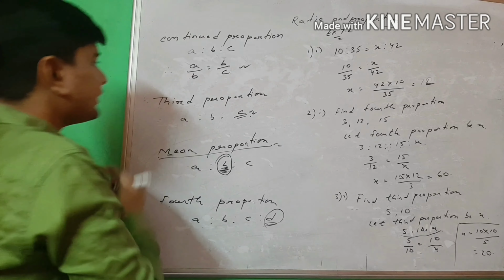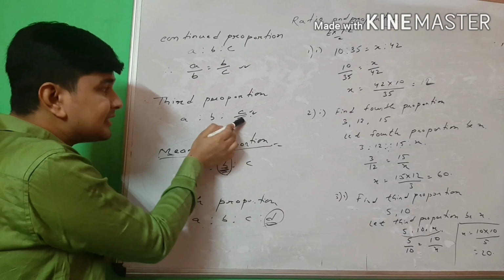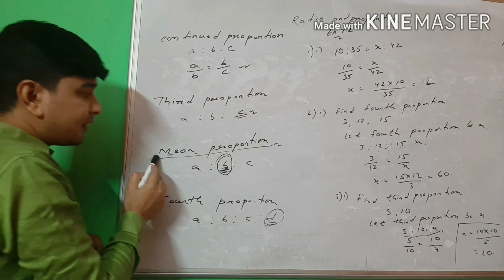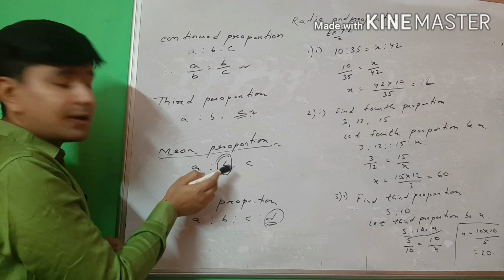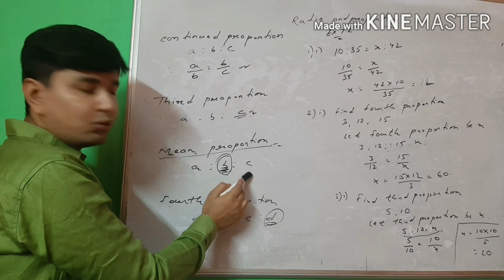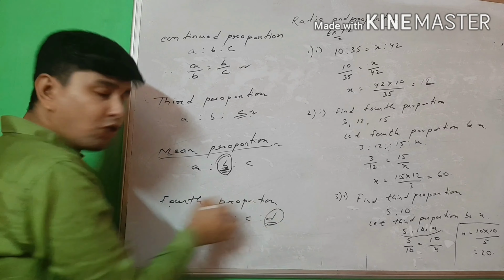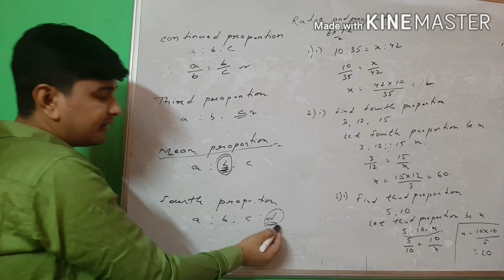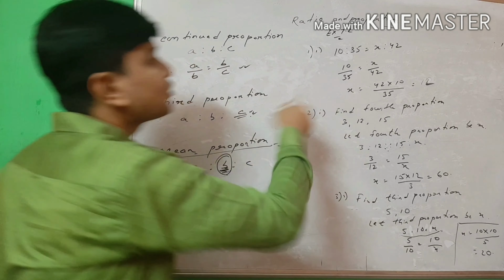Clear? Third proportion: if the ratio is in continued proportion, then our C is the third proportion. Mean proportion: if the ratio is in continued proportion, then the mean proportion is B, because the one between the two numbers is called the mean number. Fourth proportion: if the ratio is in normal proportion or continued proportion, D is our fourth proportion. So let's check some sums on these topics.